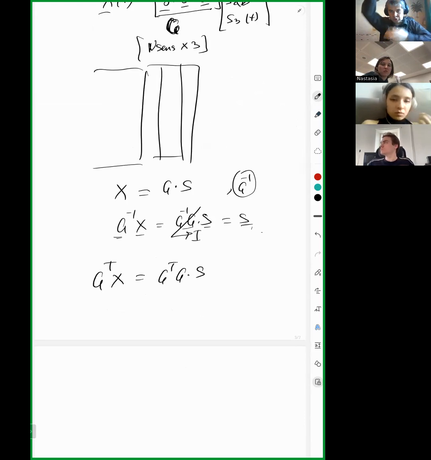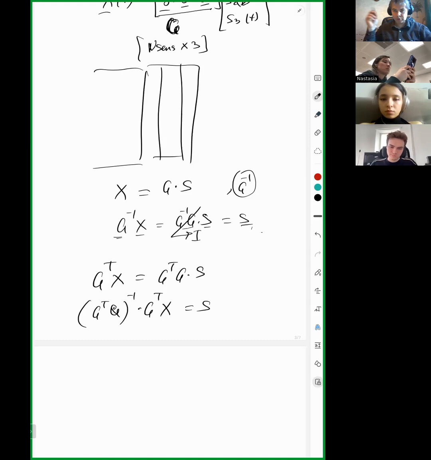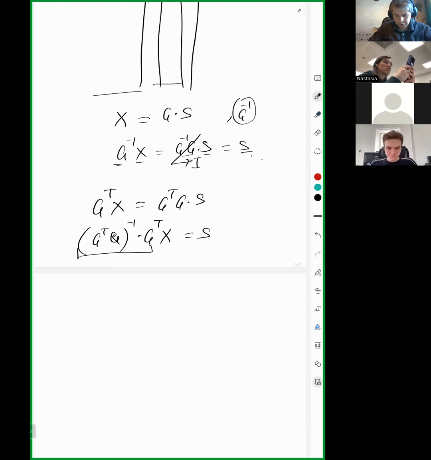Because G is tall. When you put it on the side, it's 3, and then multiplied by itself. Then you can take this guy minus first, multiplied by G transpose X, and that will give you the sources. Okay, and this is what's called the pseudo inverse. Well, almost. You can think that this is a pseudo inverse of G.